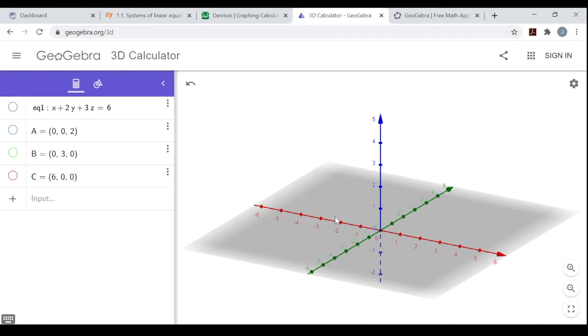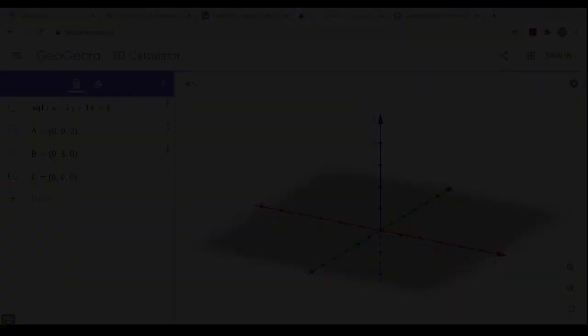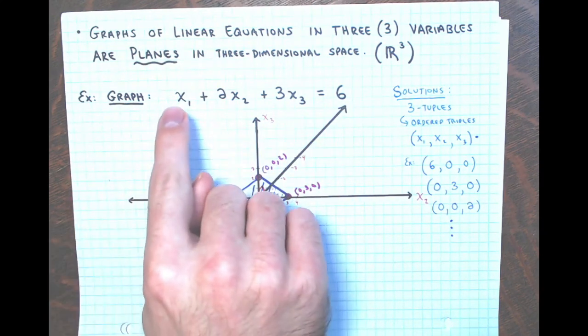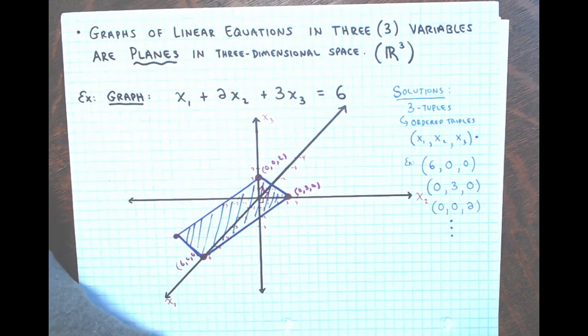So here it is. Now, their orientation's a little different than mine. I'll turn it to kind of be like mine, but their red axis is like the x-axis, their green axis is the y-axis, and the blue axis is the z-axis. So it's like the red is x1, the green is x2, the blue is x3. Remember my equation was x1 plus 2x2 plus 3x3 equals 6. I just replace that with x plus 2y plus 3z equals 6.